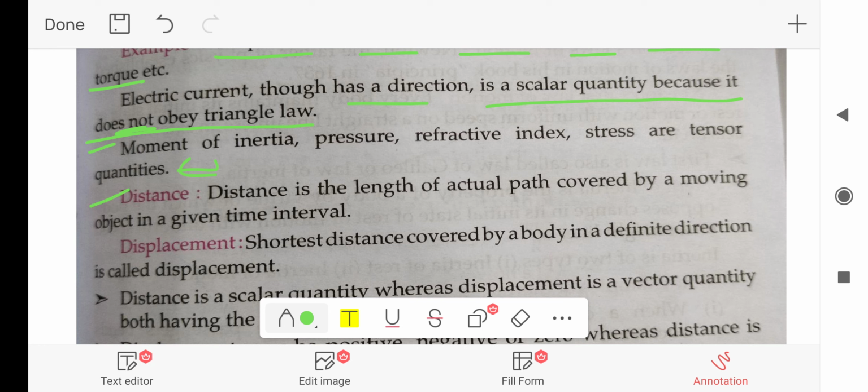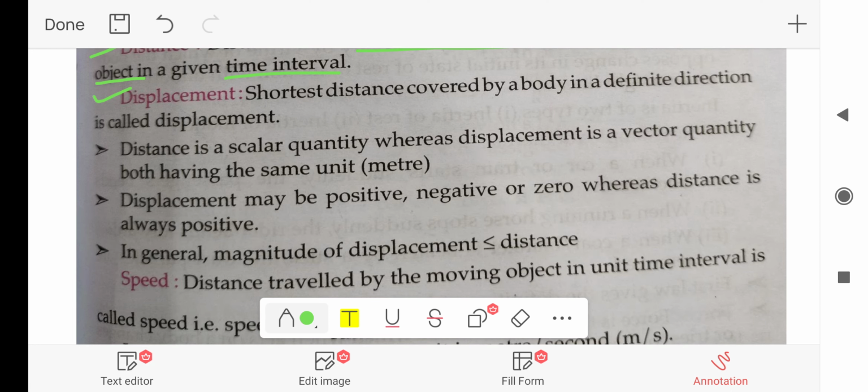Distance. Distance is the length of the actual path covered by a moving object in a given time interval. Displacement. The shortest distance covered by a body in a definite direction is called displacement.